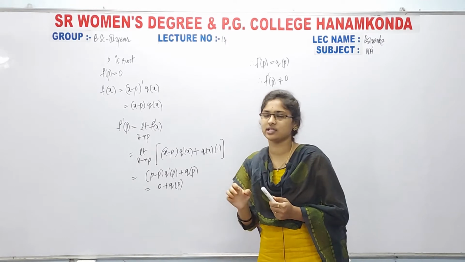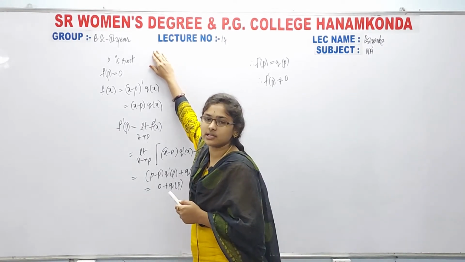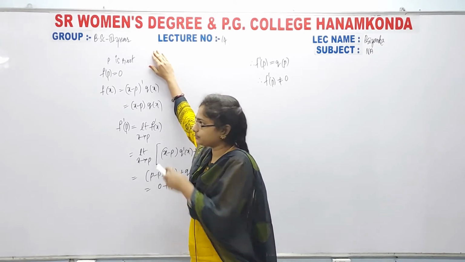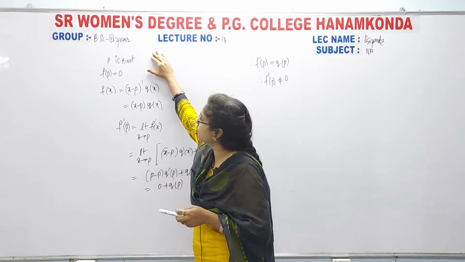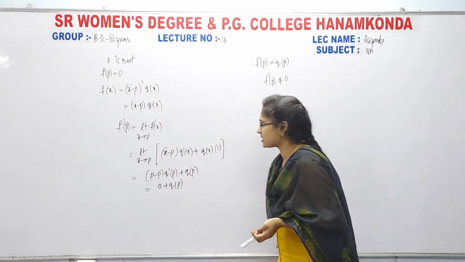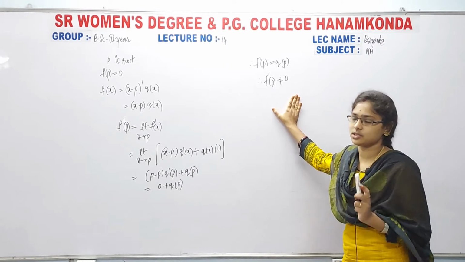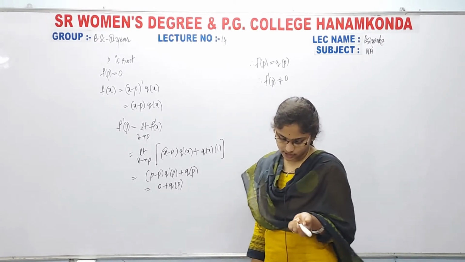So we have the result now. First of all, I considered that f has a simple 0, and from that I proved that f of p equals 0, and then I proved that f dash of p is also not equal to 0. Next, write down, conversely.